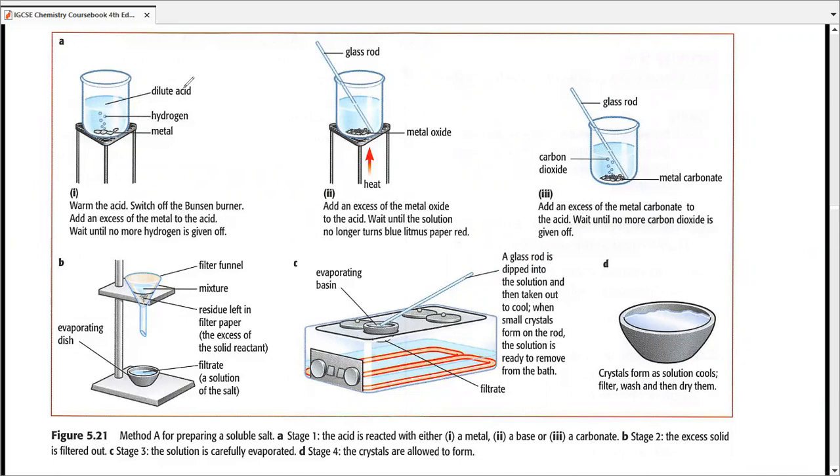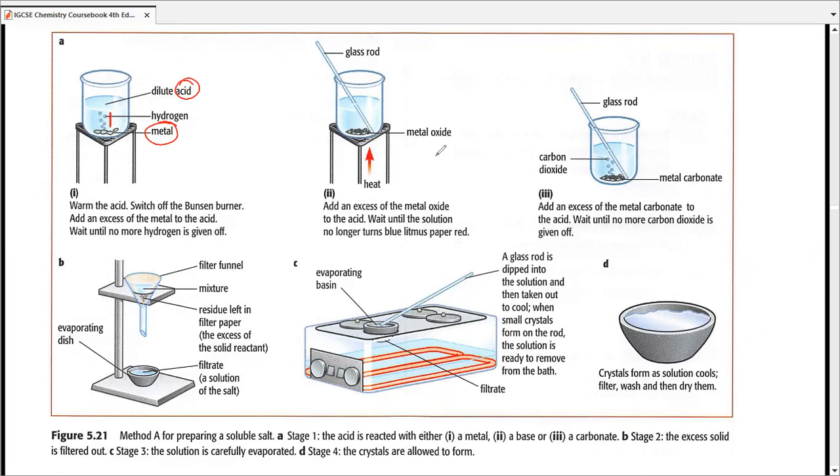That is because the first one is a reaction of acid plus metal. And since I've already explained this produces hydrogen gas, there are the bubbles of hydrogen gas. So we warm the acid, we can use the Bunsen burner, but during the reaction, we don't keep the Bunsen burner switched on since hydrogen can easily catch fire. We switch off the Bunsen burner, add the excess of metal to the acid, and we wait until there is no more hydrogen gas given off or the bubbling stops.